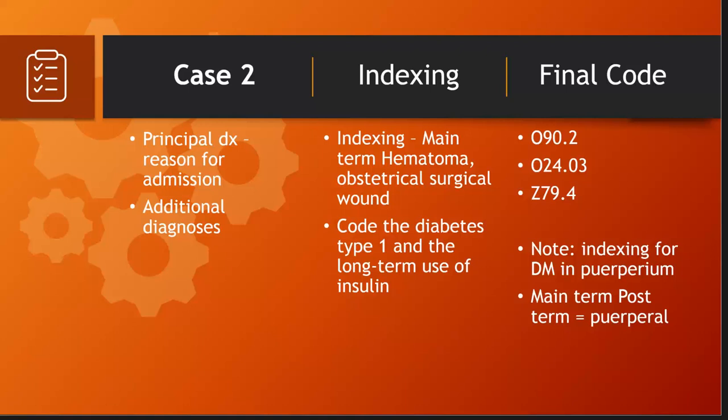And we end up with the code of O24.03. And we also assign a code Z79.4 because this woman is taking insulin. So we end up with 3 codes: O90.2 is our principal diagnosis, O24.03 is our additional code, and Z79.4 is our second additional code.